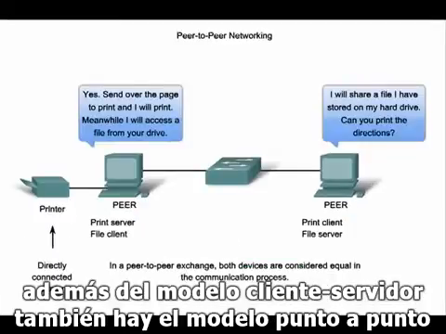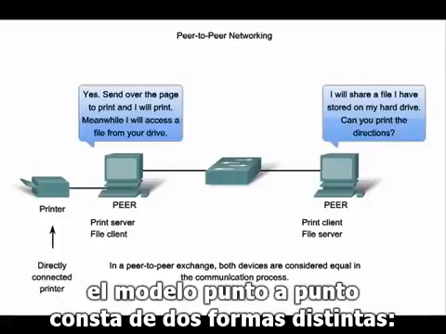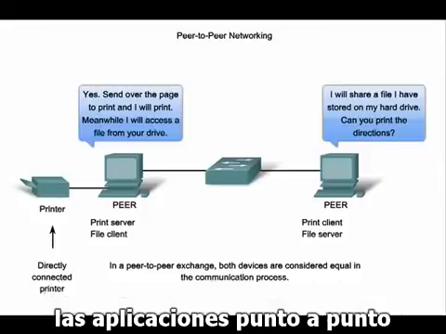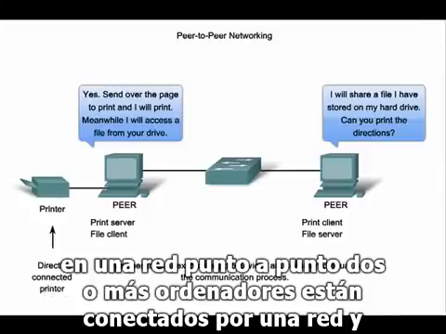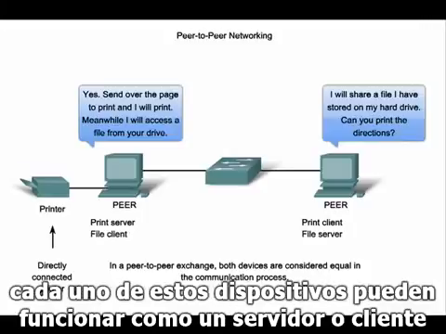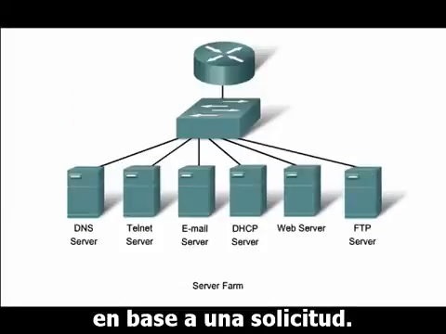In addition to the client-server model, there is also a peer-to-peer model. Peer-to-peer networking involves two distinct forms. The first is peer-to-peer network design, and the second is peer-to-peer applications. In a peer-to-peer network, two or more computers are connected via a network and can share resources without having a dedicated server. Each of these end devices can function as either a server or a client on a per-request basis.